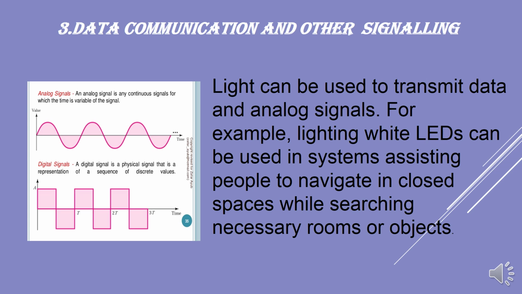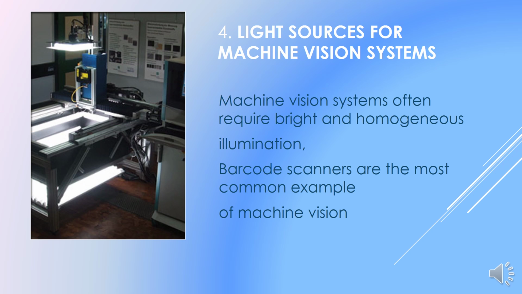LEDs are used in data communication and other signaling. Light can be used to transmit data and analog signals. For example, white LEDs can be used in systems assisting people to navigate in closed spaces while searching for necessary rooms or objects. Machine vision systems often require bright and homogeneous illumination. Barcode scanners are the most common example of machine vision.